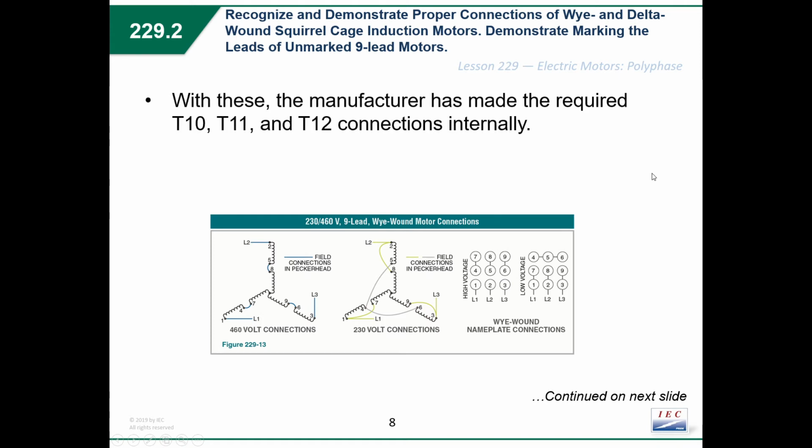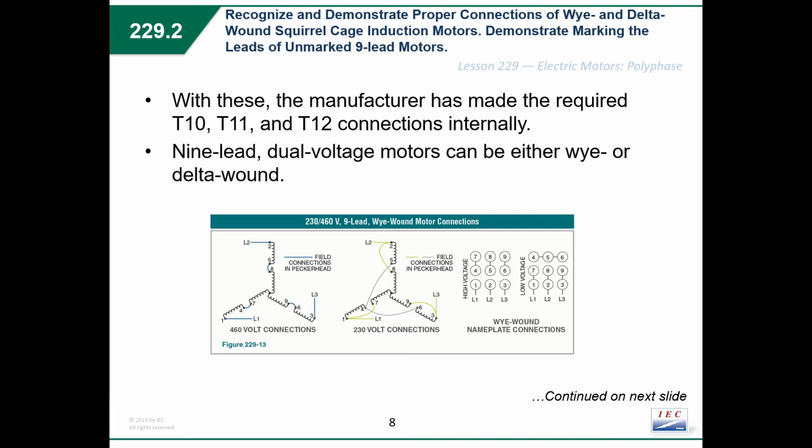With these, the manufacturer has made the required T10, T11, and T12 connection internally. So now you're only going to see 9 leads out here. Again, same as the last slide, they've just already made some connections for us. Quite often you'll see that. That's very common. 9-lead dual voltage motors can be either Y or delta wound.